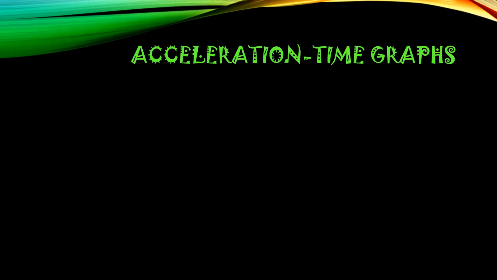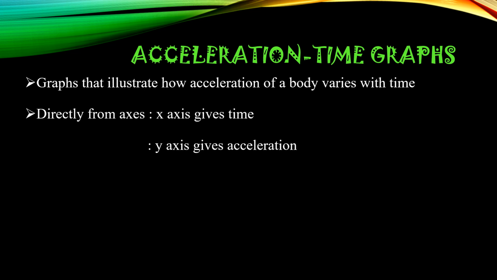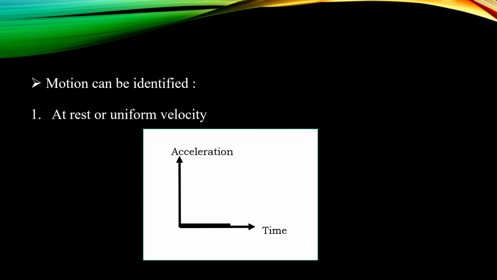Next, I discuss acceleration time graphs. This is not in the O-level syllabus, but the discussion is worth it. Well, a graph which illustrates how acceleration of a body varies with time is an acceleration time graph. Directly from the x-axis, time is indicated. Directly from the y-axis, acceleration is indicated. Gradient doesn't give any meaning, and the area gives the change in velocity. Motions that can be identified are at rest or uniform velocity. Both are shown in the same way as shown in this picture.